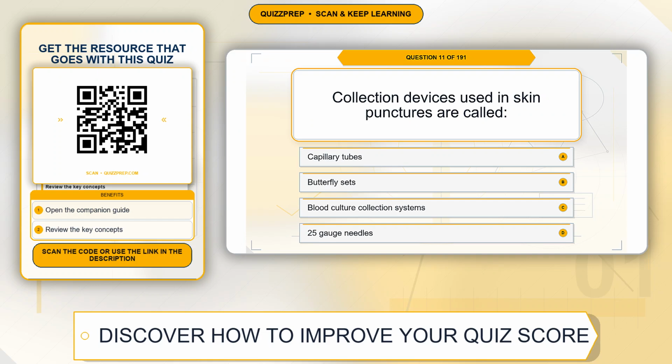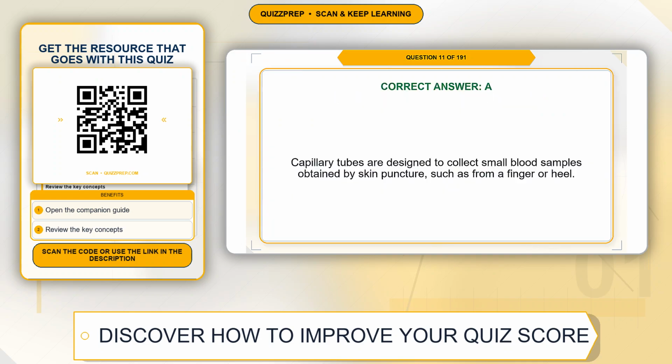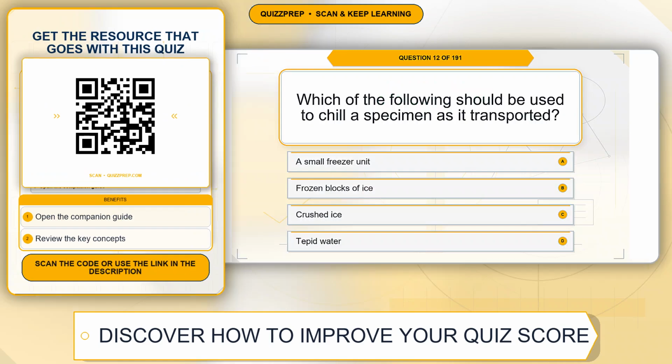Question 11. Collection devices used in skin punctures are called: Option A, capillary tubes. Option B, butterfly sets. Option C, blood culture collection systems. Option D, 25-gauge needles. The correct answer is option A, capillary tubes. Explanation: capillary tubes are designed to collect small blood samples obtained by skin puncture, such as from a finger or heel.